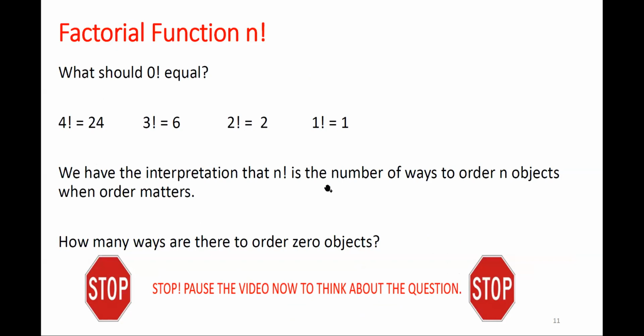It's an interpretation right now. We haven't really given that formula, but it's an interpretation. Here's my question to you. What should 0 factorial be? How many ways should there be to order 0 objects? I'm going to pause so that you can think.